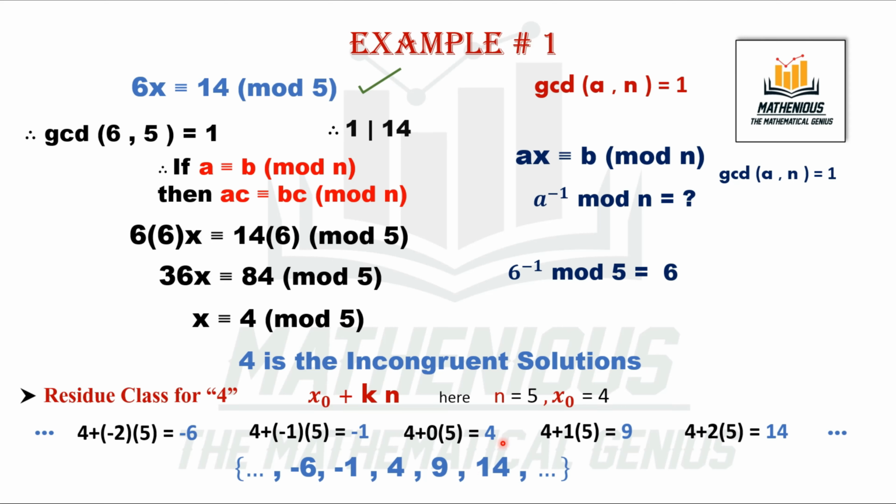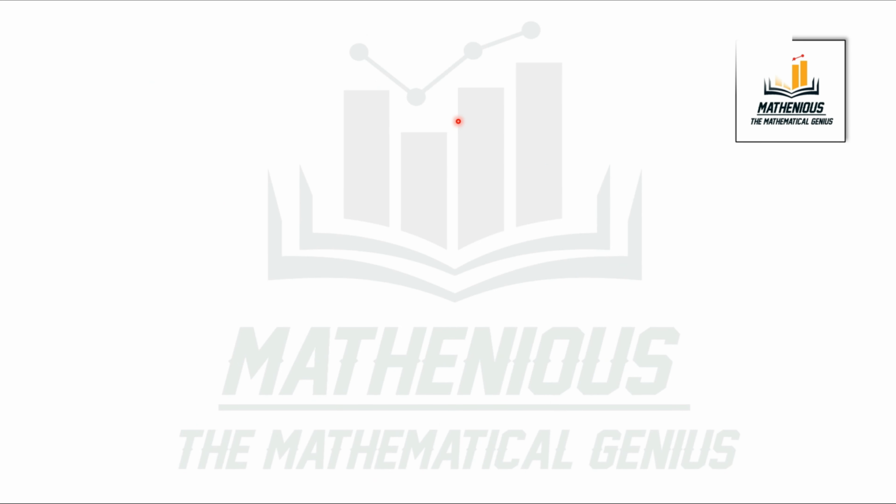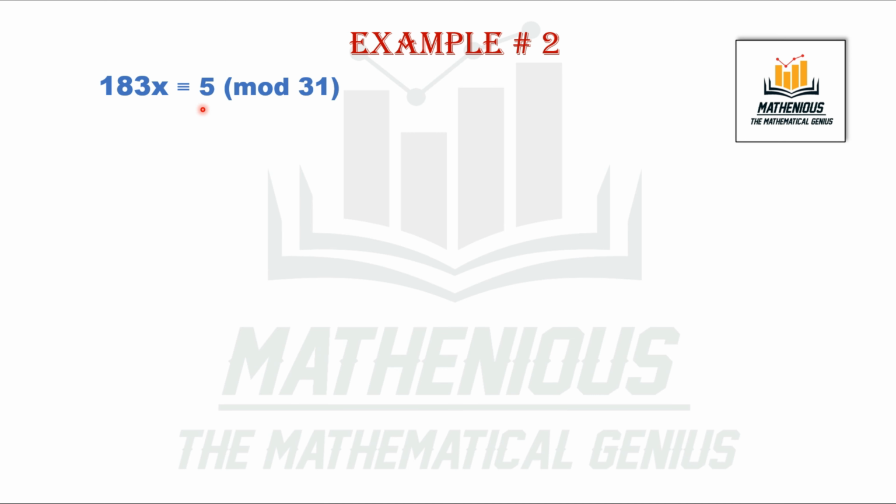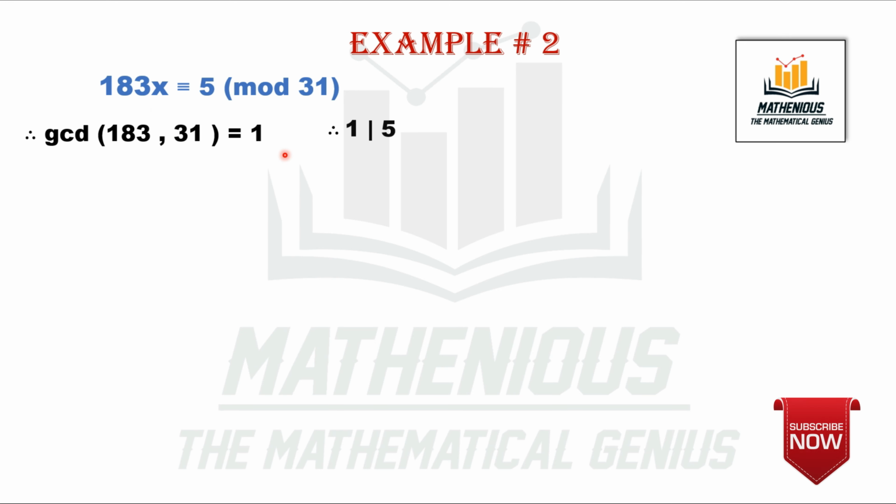So now let's move on to example number 2. Example number 2 is 183x is congruent to 5 mod 31. As I have discussed earlier, first we have to check whether this congruence is solvable or not. The GCD of 183 and 31 is equal to 1. If 1 divides 5, then this congruence is solvable, and we know that 1 divides 5, so this congruence is solvable. As the GCD of a and n is equal to 1, the number of incongruent solutions for this congruence is just 1.